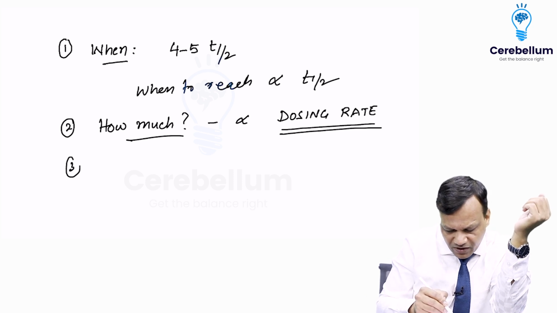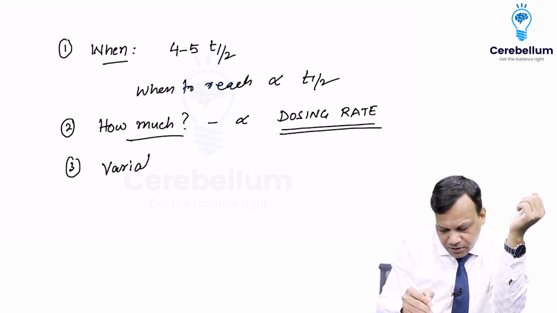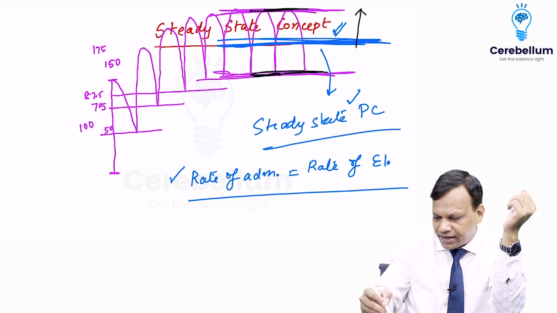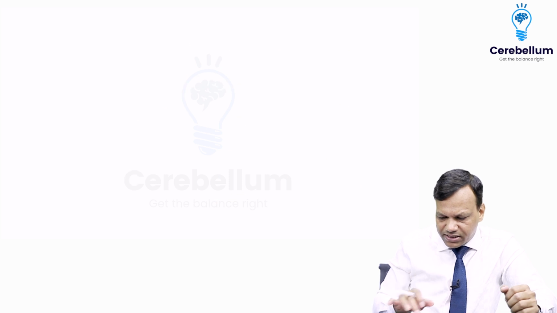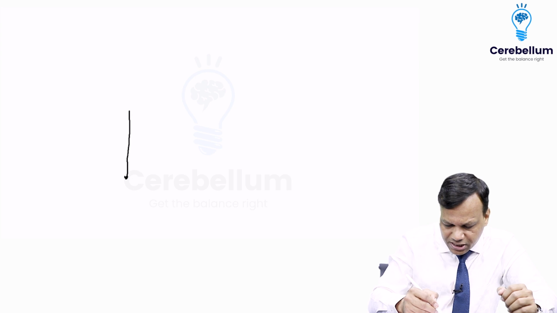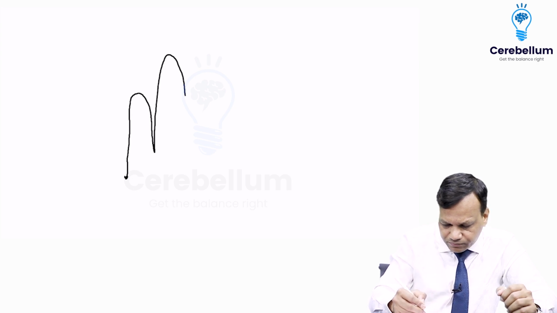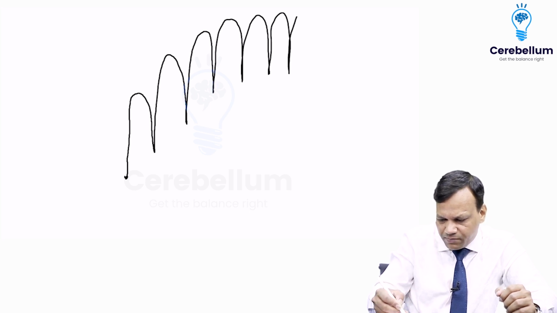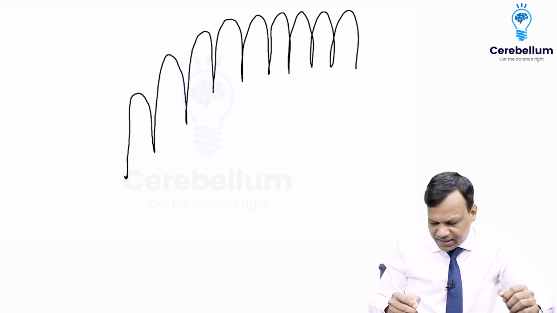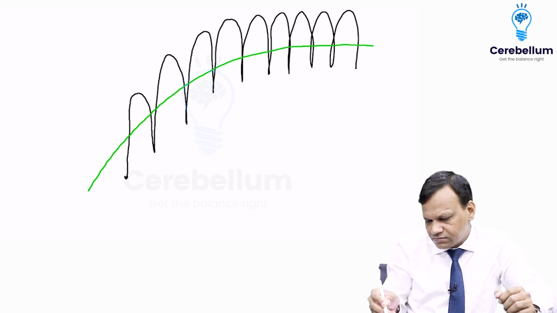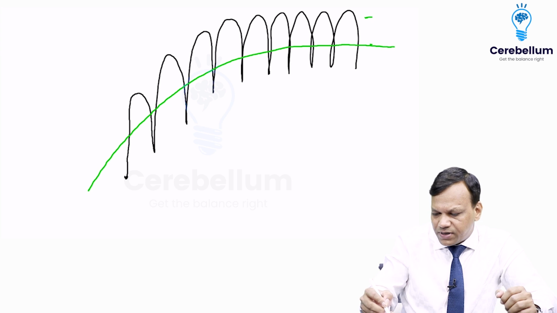And third, when it reaches a steady state, the variation between peak and trough. So this variation between peak and trough, which factor will it depend upon? We can try to understand the concept. If we are giving after every half life, the plasma concentration varies like this. In 5 half lives, it has become almost stable. If we take the average concentration, this is the steady state plasma concentration, the average of this. This is average, this is plus, this is minus.